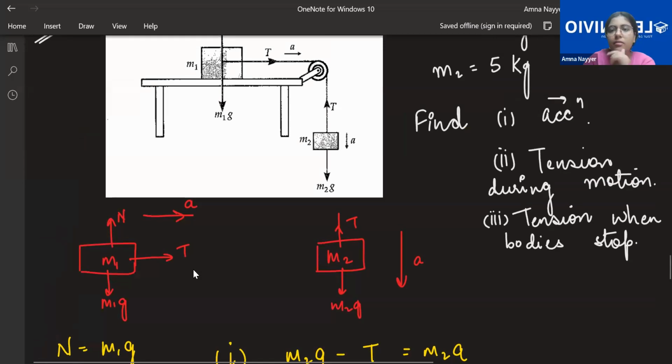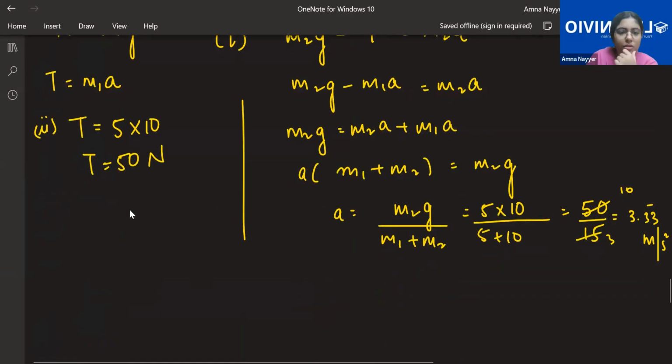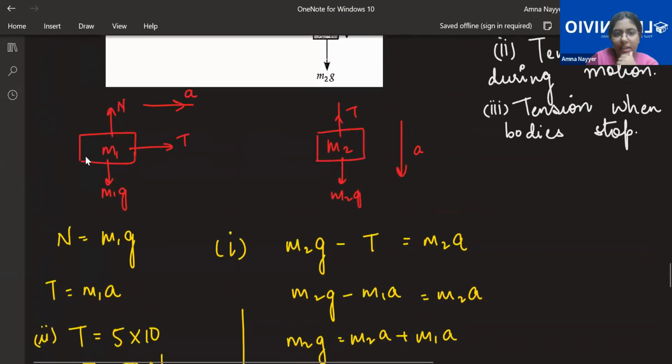The third part says tension when the body stops. This time, we need the tension when the body stops. So let's take any of the systems or both of the systems here. It won't affect the result.